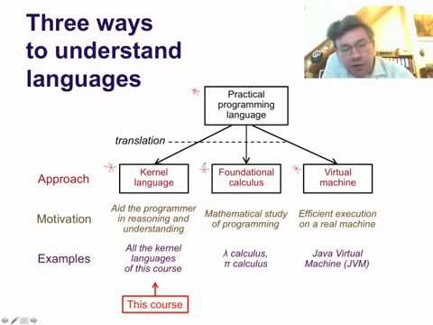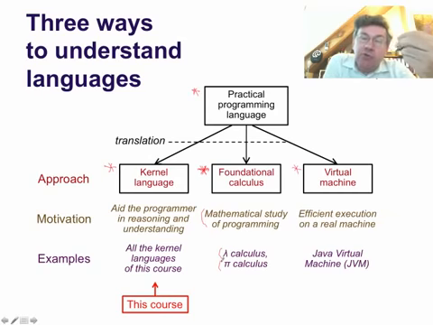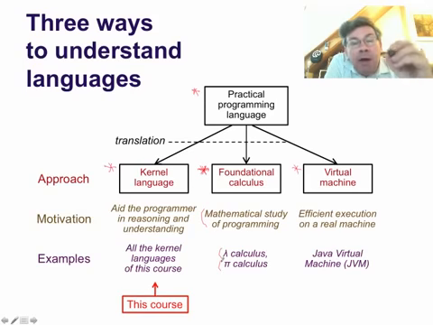So let me start with the foundational calculus. The foundational calculus is useful for the mathematical study of programming. What you do is you reduce the languages to really the minimum set of elements. If you look at, for example, the lambda calculus or the pi calculus, you really have a very, very small set of concepts, which means that if you want to do real programming, you have to do lots of encoding. Also, it's not a very efficient way of programming, but it lets you prove theorems about the expressiveness of your concepts and compare different languages. So it's really the strongest way to understand languages from a mathematical point of view. So that's the foundational calculus.